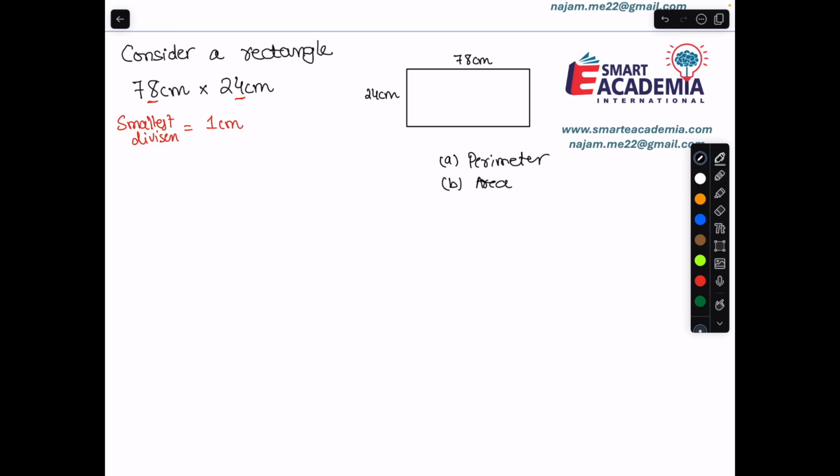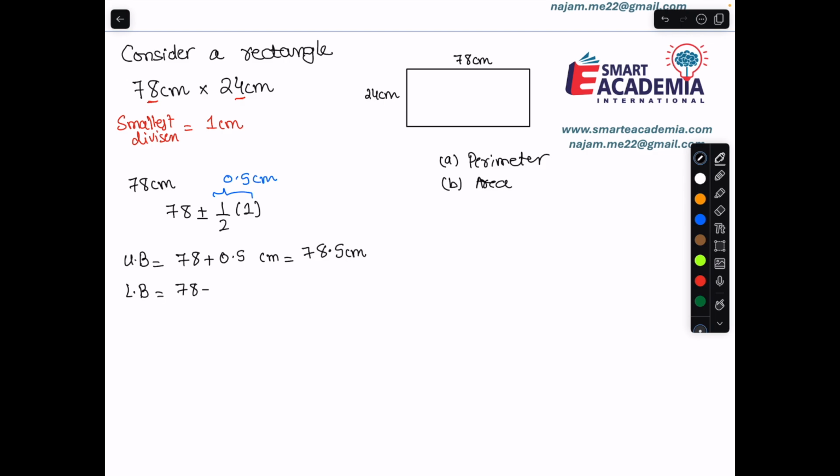So let's see that. First of all, let's try to find the upper and lower bounds. As discussed, the error is going to be, for example, we have 78 centimeters. This I can write as 78 plus minus half of the least count of the smallest division, which is 1, which in this case is 0.5 centimeters. So my upper bound, I'm just going to use UB for upper bound, is going to be 78 plus 0.5 centimeters, which turns out to be 78.5 centimeters. Similarly, my lower bound would be 78 minus 0.5 centimeters, which turns out to be 77.5 centimeters.